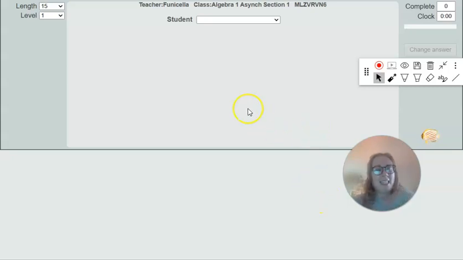Hello, my friends. We're going to get started looking at the 2.3 That Quiz assignment, and we're really going to be differentiating between linear and exponential in this assignment.